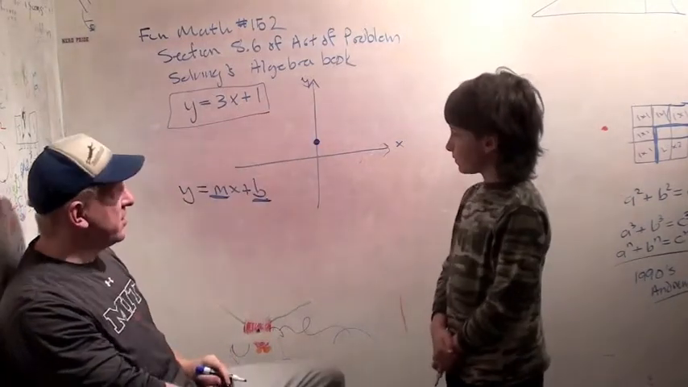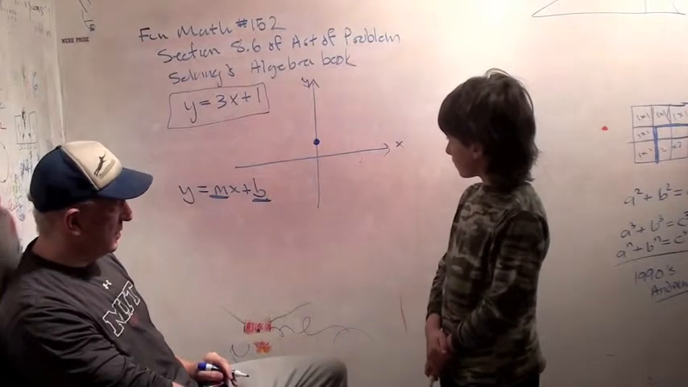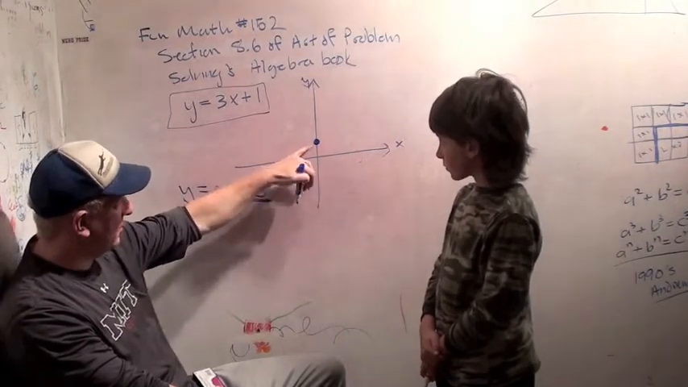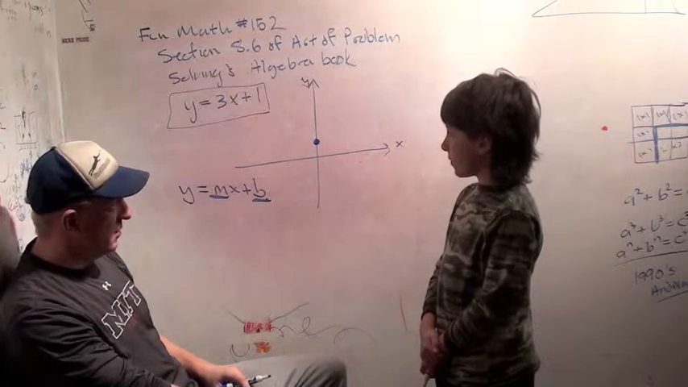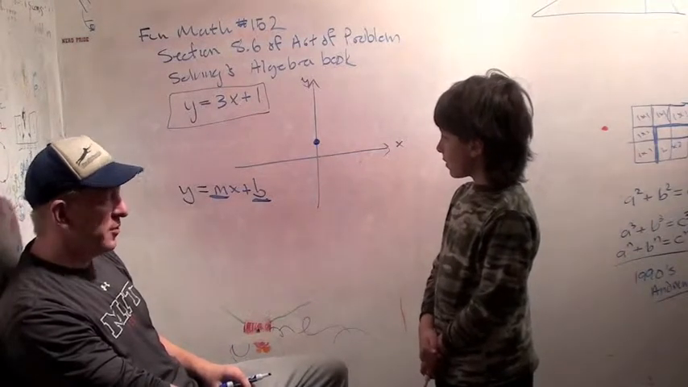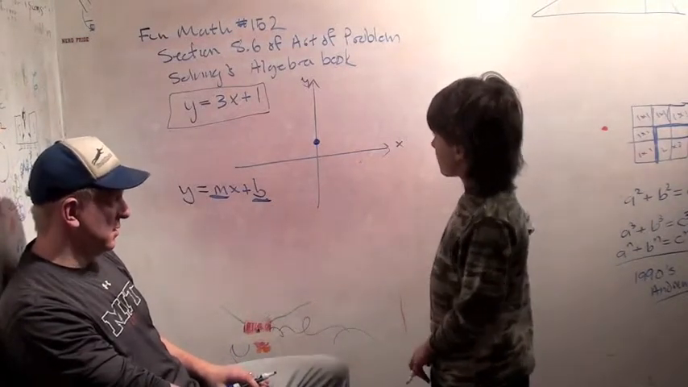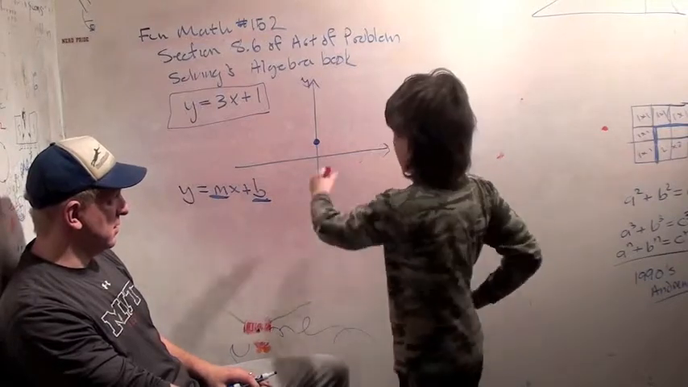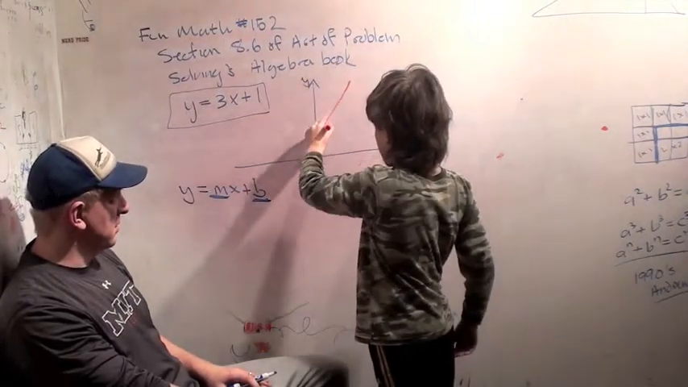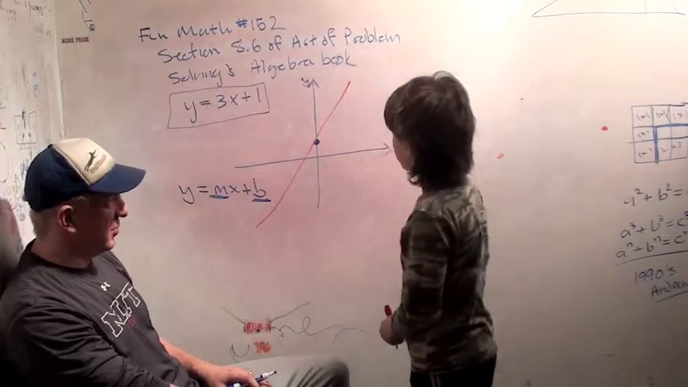And what can you tell me? What does the graph of this line look like? It passes through this point, x equals 0, y equals 1. And the slope is 3. What does the slope of 3 look like? It's going to be steeper than 1. So maybe something like this. Okay, so it's pretty steep.